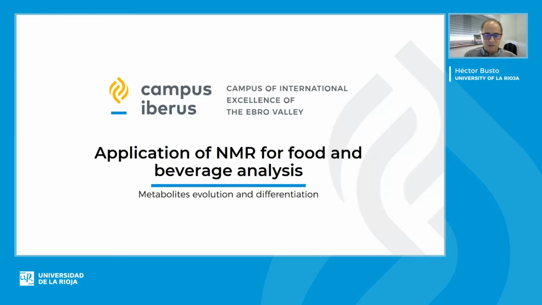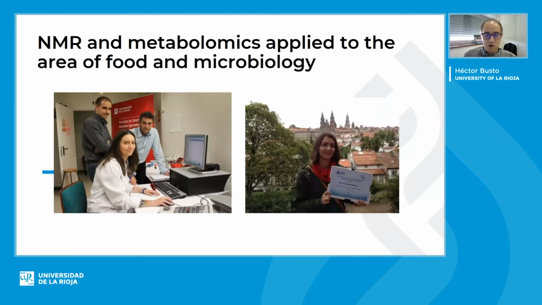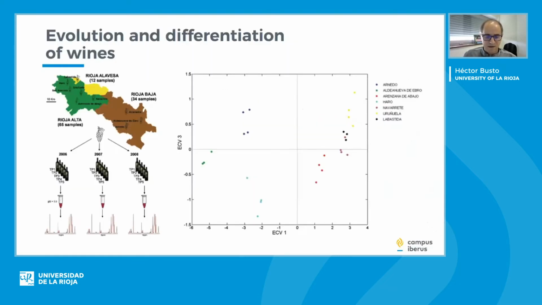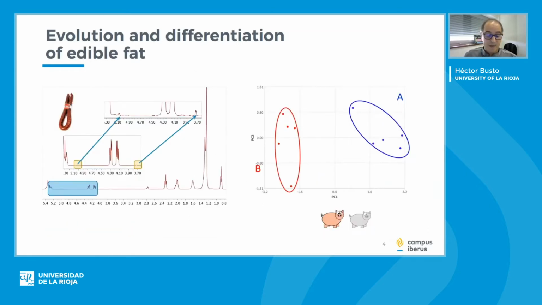The research line here is application of NMR for food and beverage analysis, metabolites evolution and differentiation. In particular, we work in three areas. The first area corresponds to evolution and differentiation of wines. We have studied by NMR the evolution of different wine metabolisms at different stages such as alcoholic fermentation, malolactic fermentation, and aging. The second area corresponds to evolution and differentiation of edible fat.